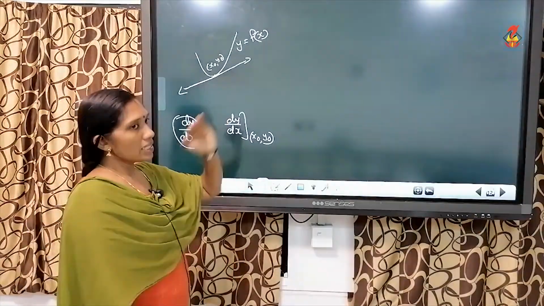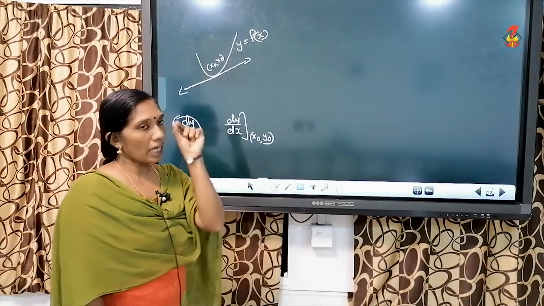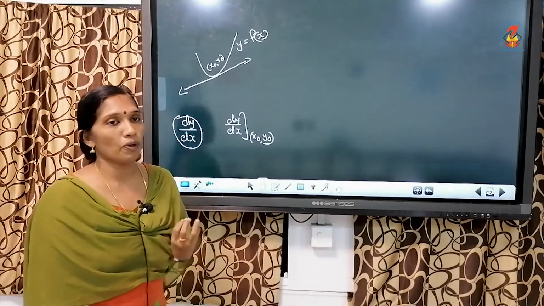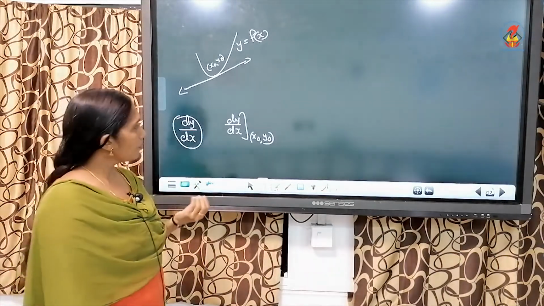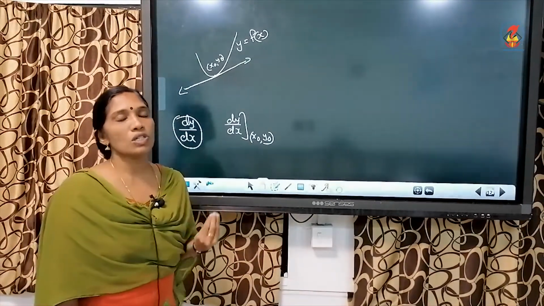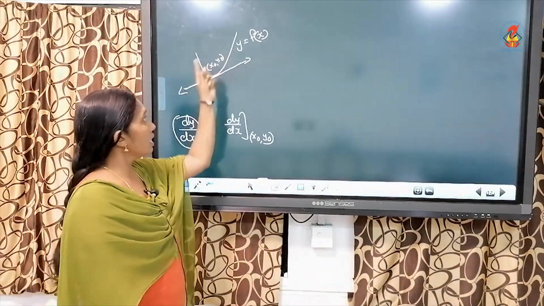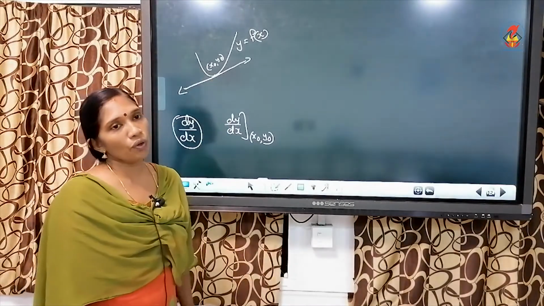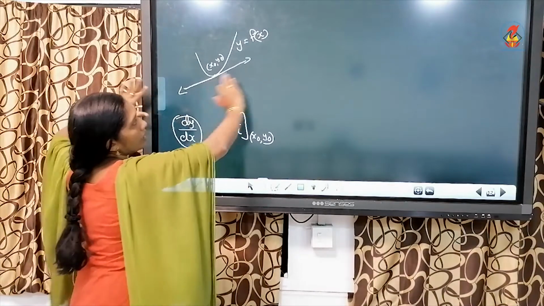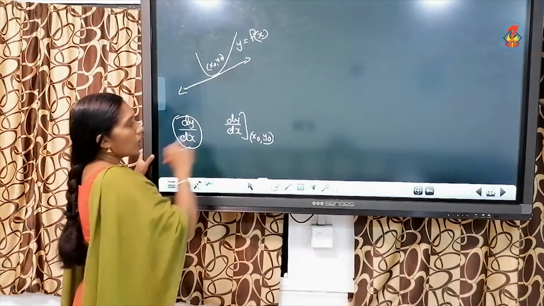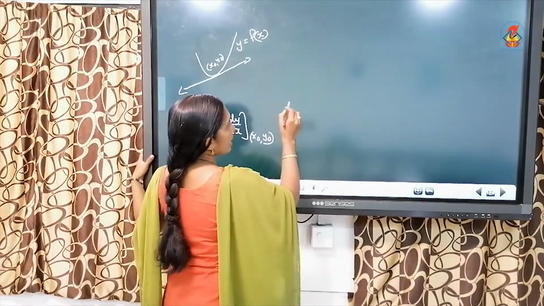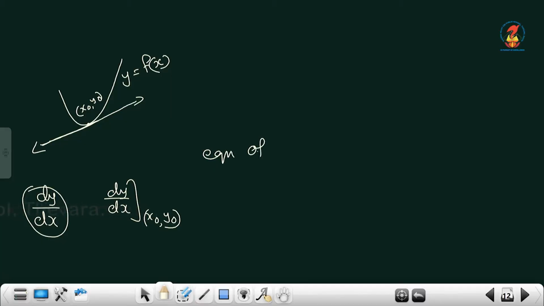So, the tangent means it passes through a point. That point you have to substitute. So, you will get a number. That means that is the slope of the tangent. So, the slope of the tangent, dy by dx at (x0, y0), means that is the slope of the tangent to this curve at (x0, y0). Then how to write the equation? This line passes through (x0, y0) and this is the slope of this tangent line. So, we can write the equation of the tangent.